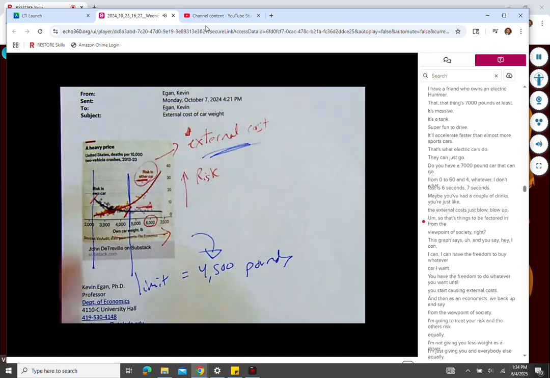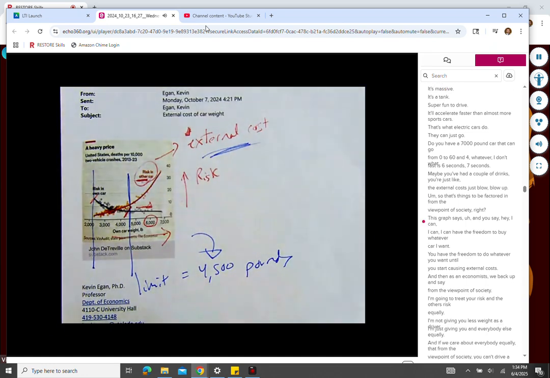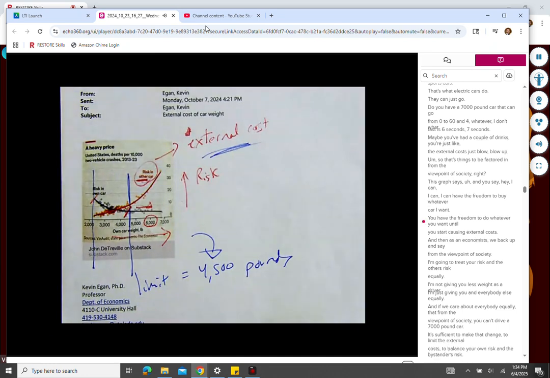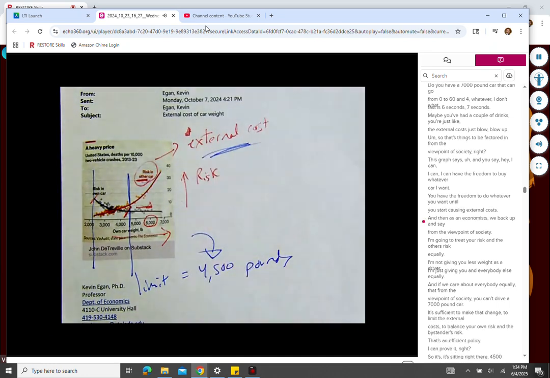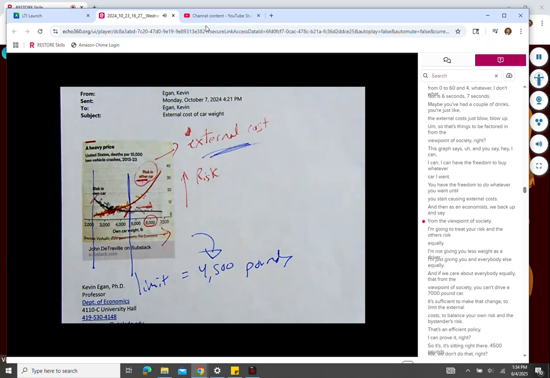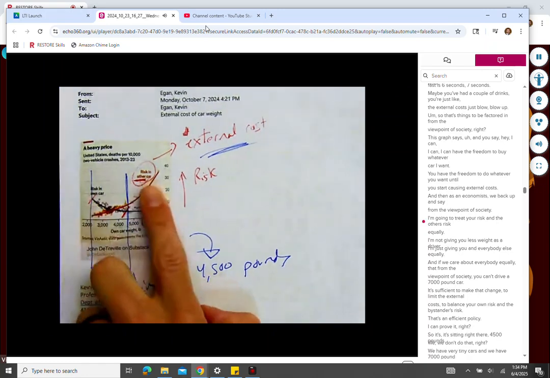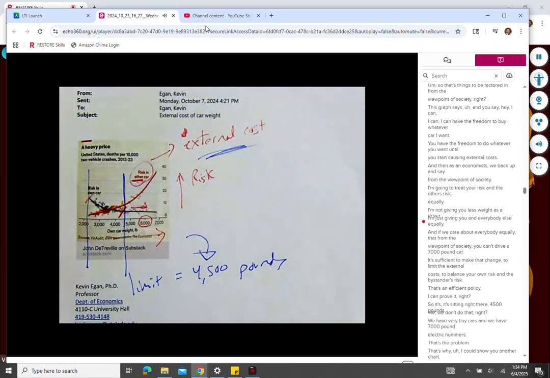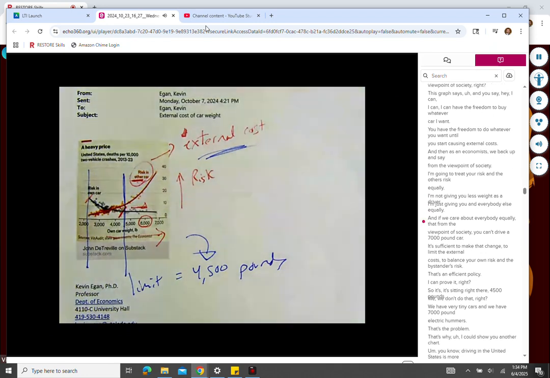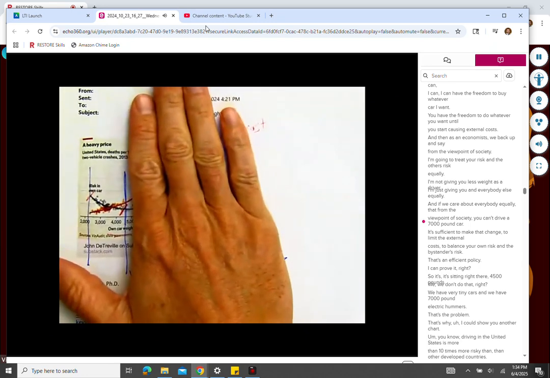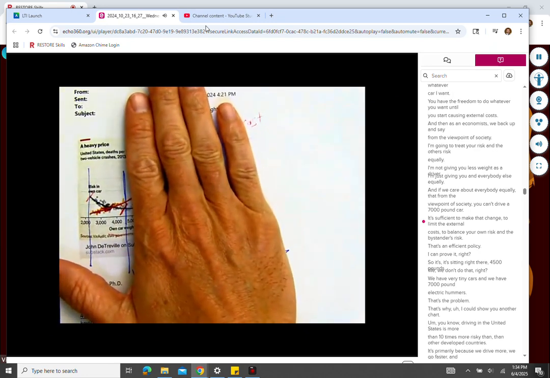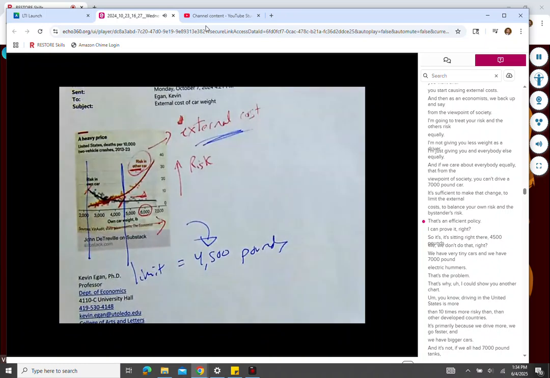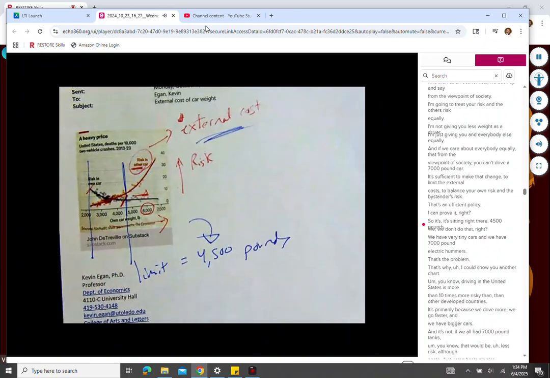So that's things to be factored in from the viewpoint of society, right? This graph says, and you say, hey, I can have the freedom to buy whatever car I want. You have the freedom to do whatever you want until you start causing external costs. And then as economists, we back up and say, from the viewpoint of society, I'm going to treat your risk and the other's risk equally. I'm not giving you less weight as a driver. I'm just giving you and everybody else equally. And if we care about everybody equally, then from the viewpoint of society, you can't drive a 7,000 pound car. It's sufficient to make that change, to limit the external cost, to balance your own risk and the bystander's risk. That's an efficient policy. I can prove it, right? So it's sitting right there, 4,500 pounds.